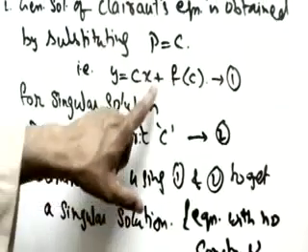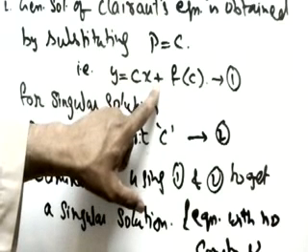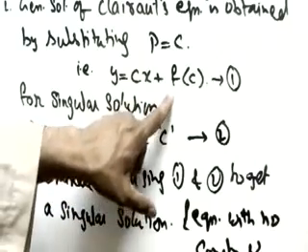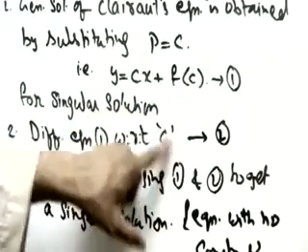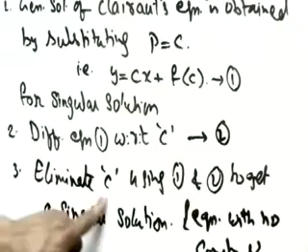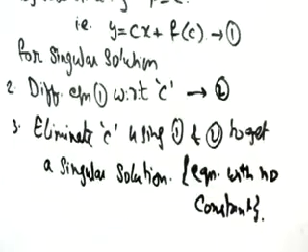For the singular solution, what is the method? Watch here. Differentiate y equals cx plus f of c with respect to c, and eliminate c using 1 and 2. Whatever equation we get, eliminate c using 1 and 2 to get the singular solution. So a singular solution means the equation with no constant.